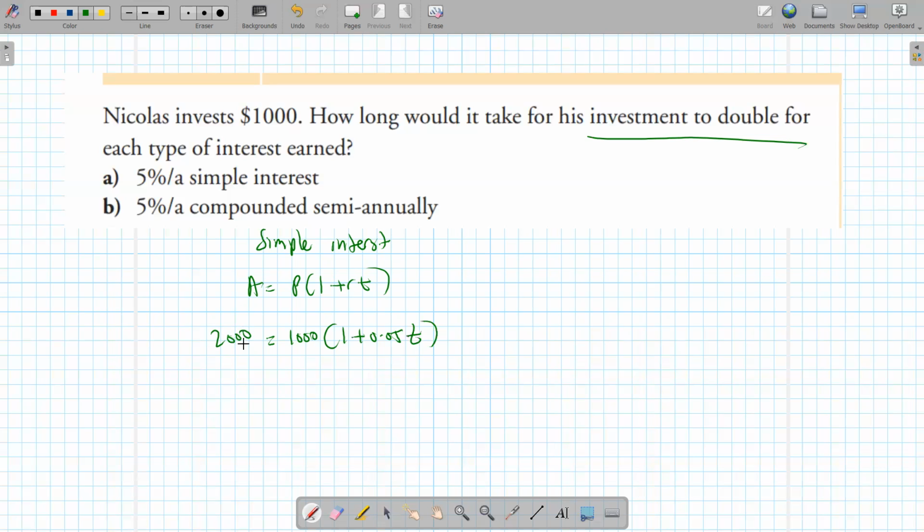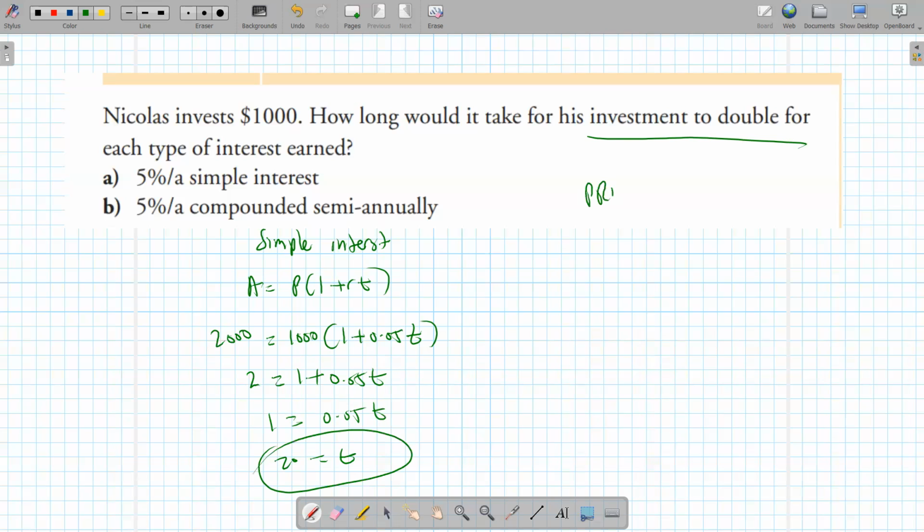How do we solve this for T? You divide by 1,000. So it's going to be 2 equals 1 plus 0.05t. What's next? How do we solve this for t? You subtract 1, you get 1, and then you divide by that number, and that's going to give you 20 years.